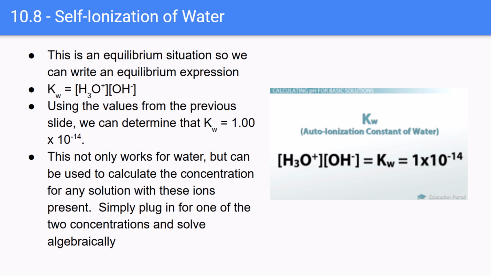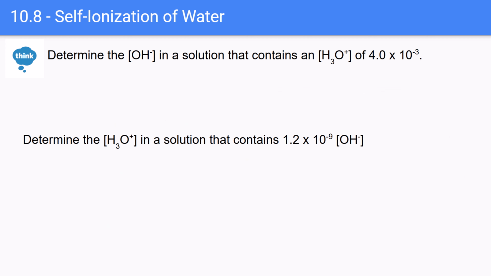What's nice about this is that this equation doesn't only work for water, but can be used to calculate the concentration of any ions present in these solutions. We simply plug in one for the other and solve algebraically. Now, that negative 14 number might look awfully familiar if you are familiar with the pH scale. You might know that the pH scale runs from 0 to 14. That's actually where the 14 comes from: the auto-ionization constant of water. Based off of this formula, we can do some calculations and determine how much H3O+ and how much OH- we get, and then we'll evaluate what that information means a little bit later on.